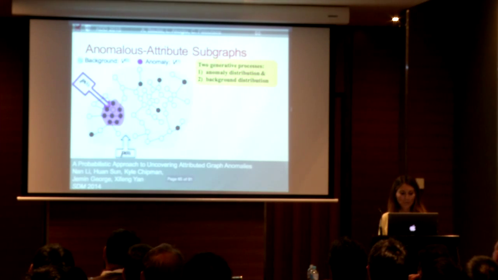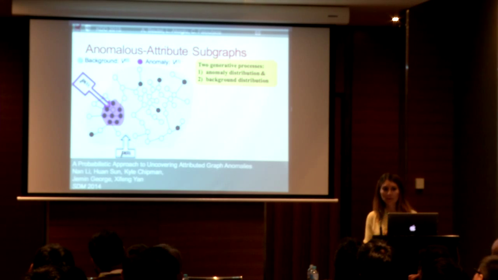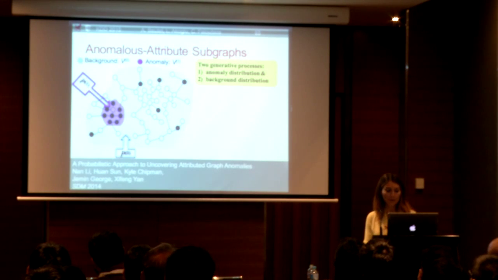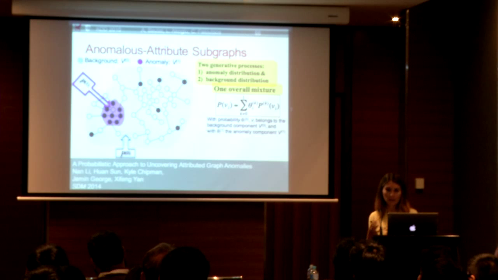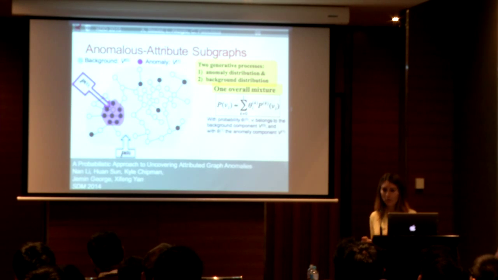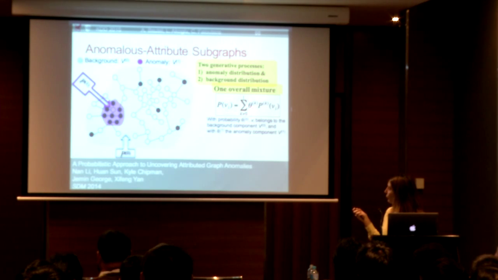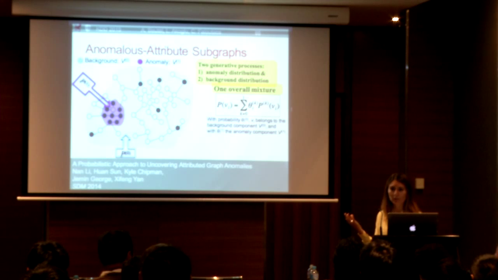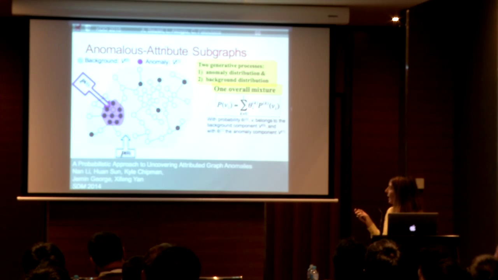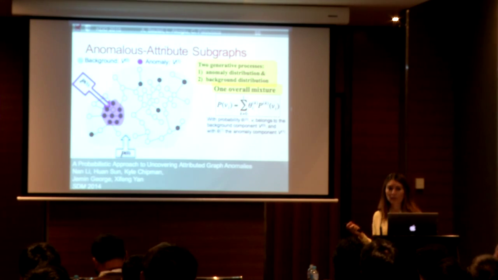So to approach this problem, they take a probabilistic approach. They model two generative processes, one creating the anomaly distribution, one the background distribution, and then model the entire data as an overall mixture. So for each node, the probability of that node is proportional to the sum of two terms. P0 is the anomaly component, P1 is the background normal component, and this is the mixture parameter, right? That is to be inferred.